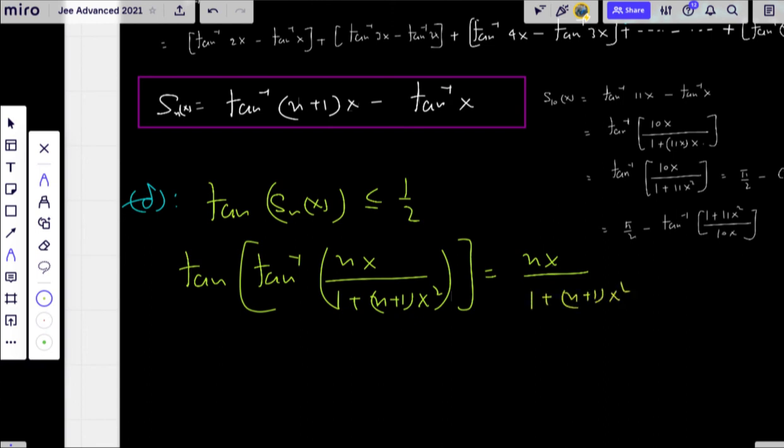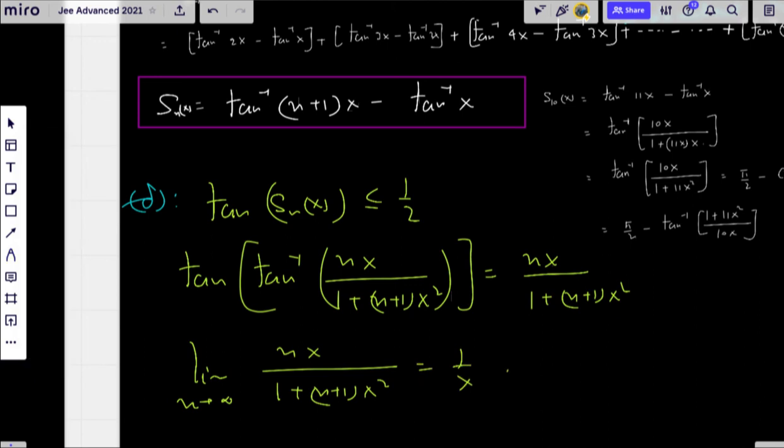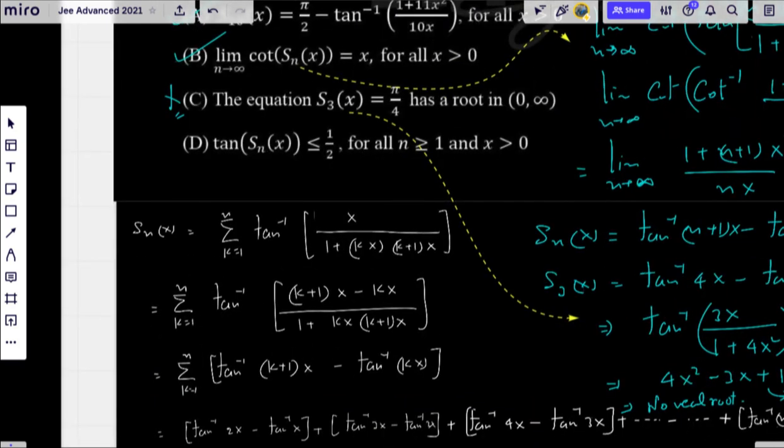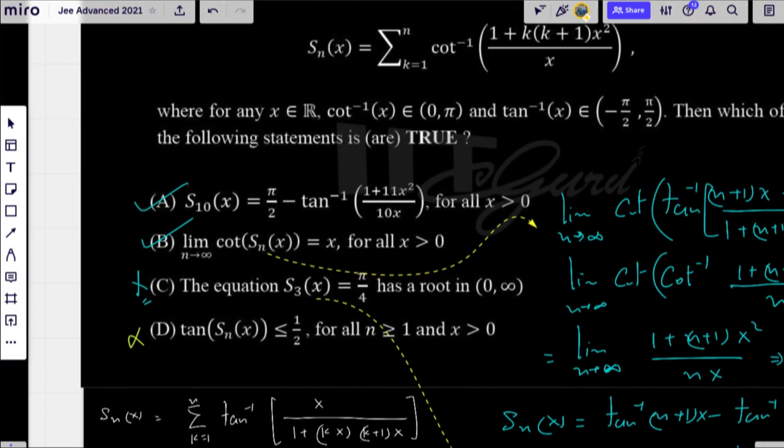And if we apply the limit as n tends to infinity, nx upon 1 plus (n plus 1) x square equals 1 by x. Okay, so we can see that option D is not correct, because that's 1 by 2. So option D is also wrong. So only options A and B are correct here.